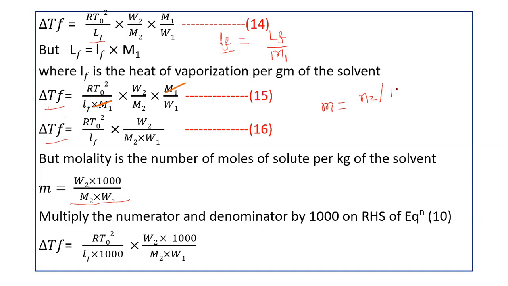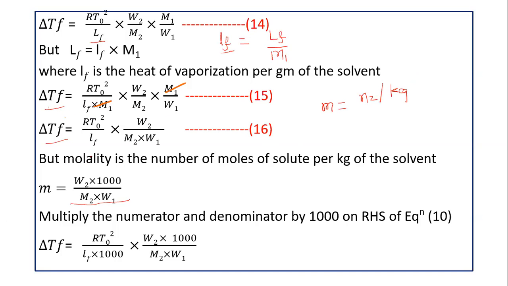The weight of the solvent should be in kg, that is, molality is per kg of the solvent. Try to understand this. N2 is W2 upon M2, so W2 upon M2 divided by this, per kg of the solvent.